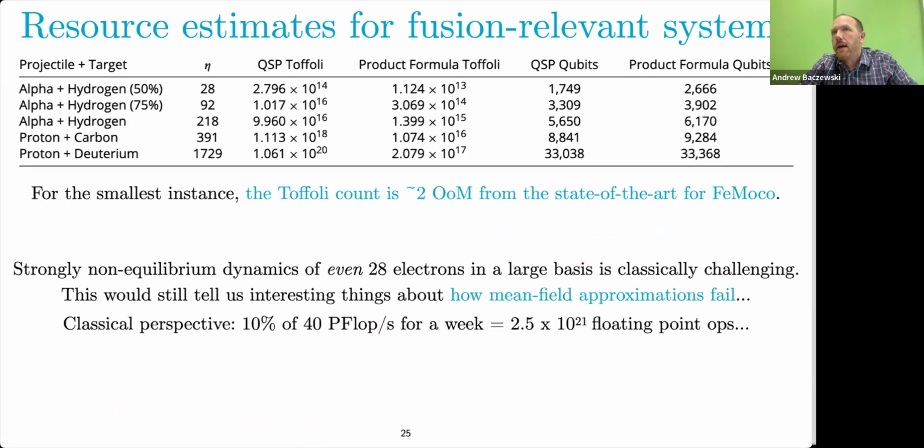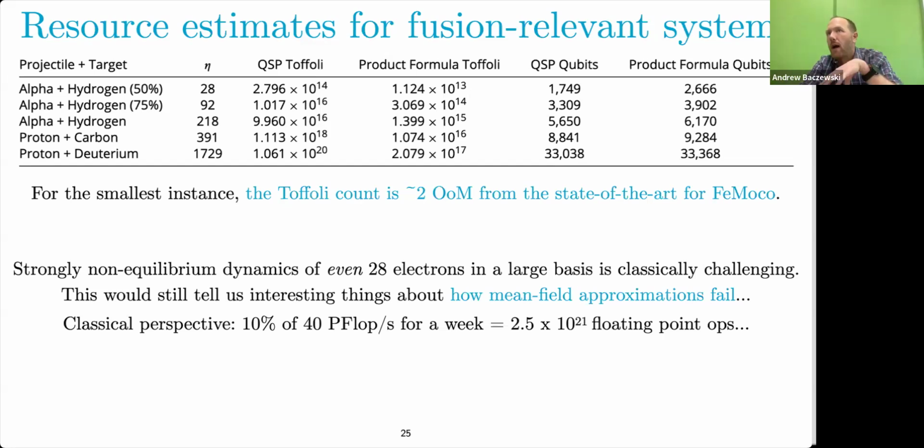I'll note that even in this small instance of 28 electrons in a large basis set, simulating non-equilibrium dynamics of that problem is still going to be very classically challenging. I would hesitate to say that it's classically intractable because I think that people have a high standard for what that means nowadays. But it also tells us, we could do the simulation, and even if it wasn't possible to certify that this was some sort of quantum advantage, it would tell us an awful lot about how mean field approximations like TD-DFT fail. So that's all to say that even this smallest instance would be pretty useful, I think, as far as motivating the development of a quantum computer for fusion science.